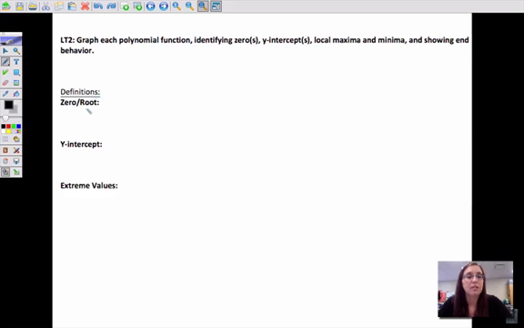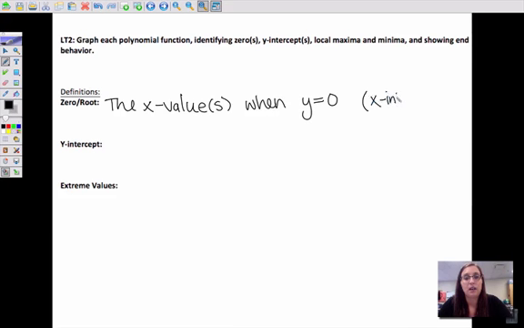So a zero or a root is something that you've heard of before. Just want to make sure we're really clear on the definition of this term. When we're speaking in terms of a graph, this is the x value or values when y equals 0. And on the graph, those would be x-intercepts.